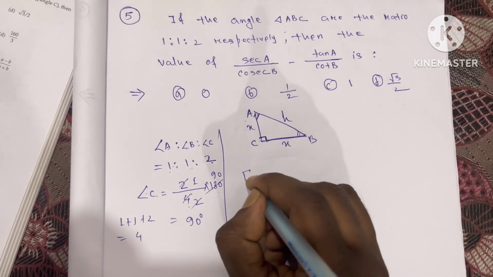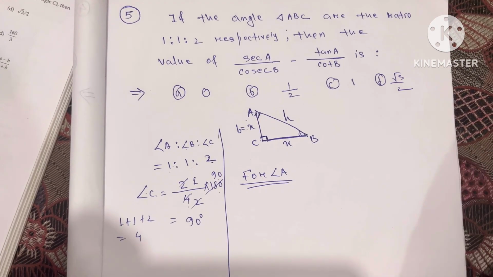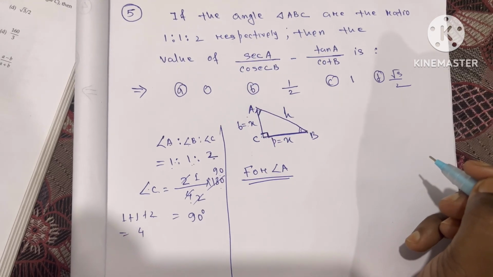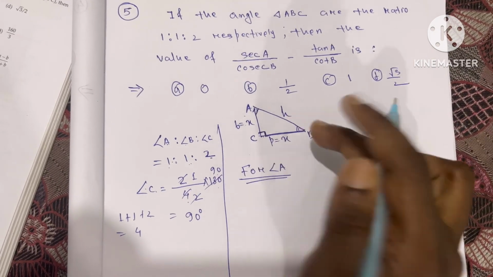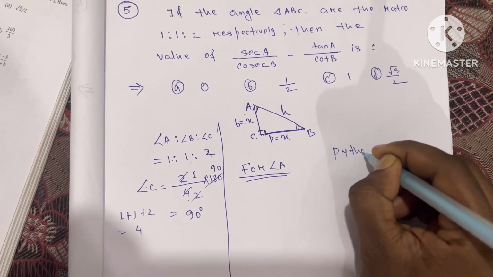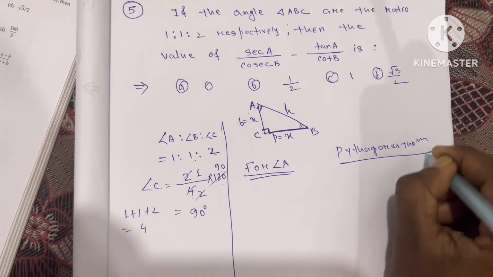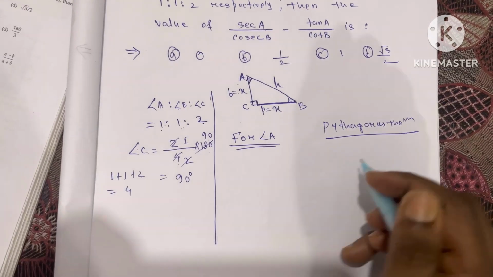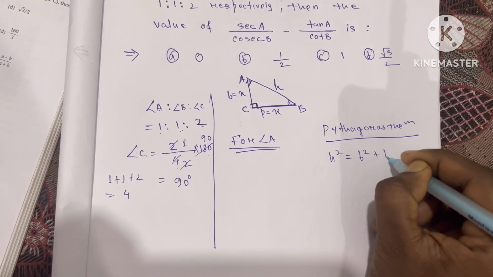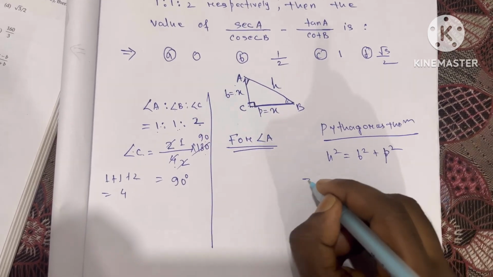So for angle A, if I consider angle A, then the base will be x, and the perpendicular will also be x. But I don't know the value of the hypotenuse. So how will we find the value of the hypotenuse? By the Pythagoras theorem. Pythagoras theorem implies h square is equal to base square plus perpendicular square.